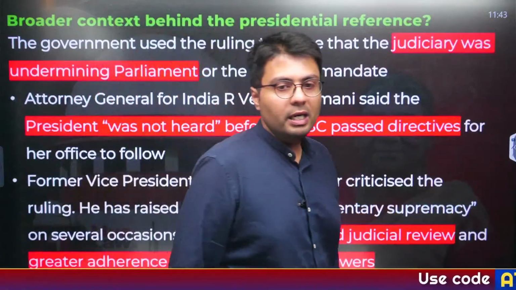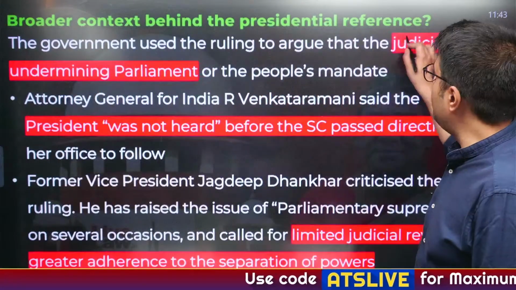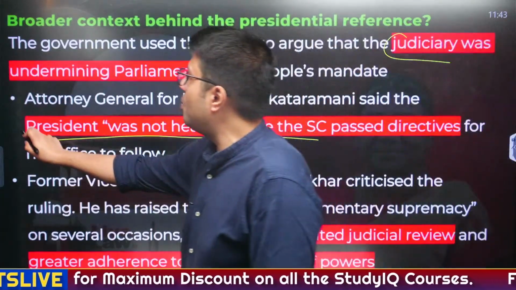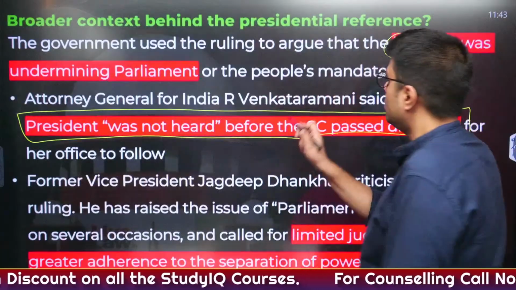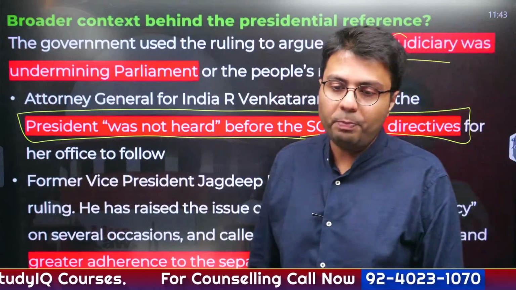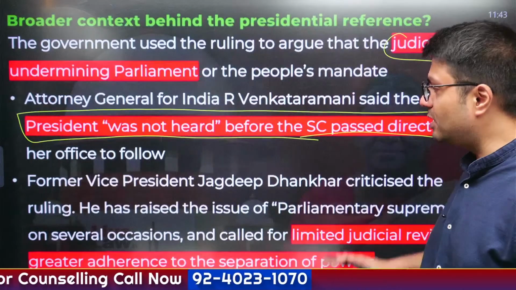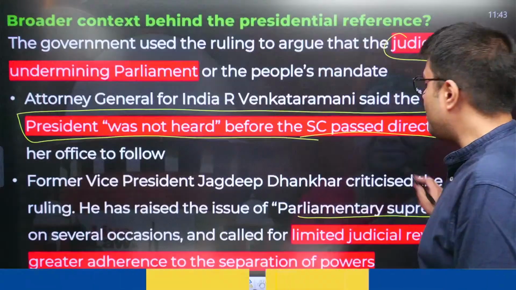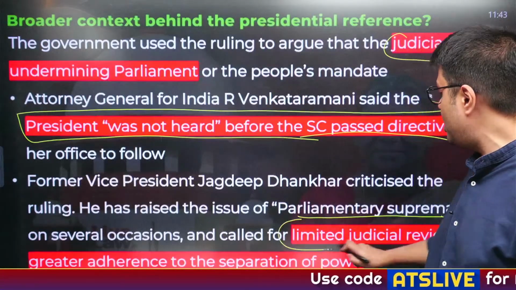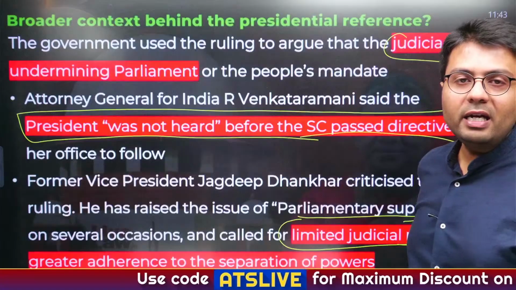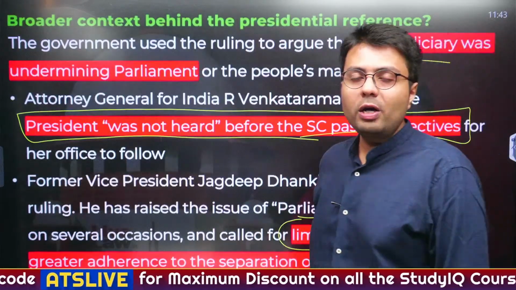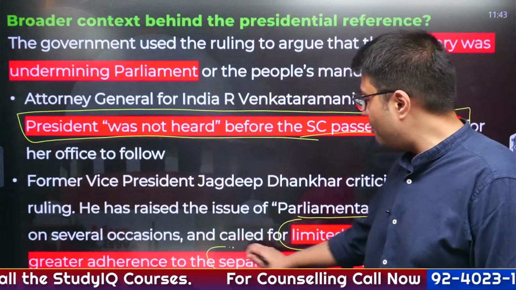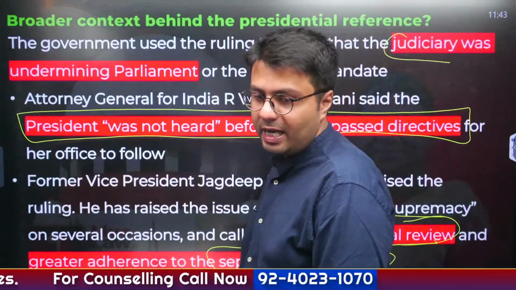Now, the government used this ruling to say that the judiciary was undermining the parliament. The Attorney General of India made a statement that first of all, you did not hear the arguments given by the president. So how can you pass the judgment without even allowing the president to put her case in the court? Similarly, the former vice president, Mr. Jagdeep Dhankhar, criticized the ruling, saying that parliamentary supremacy is there in India, and when the judiciary uses its judicial review power, it undermines the original decision passed by the parliament and present in the constitution. So this, according to the former vice president, violates the separation of powers in India.